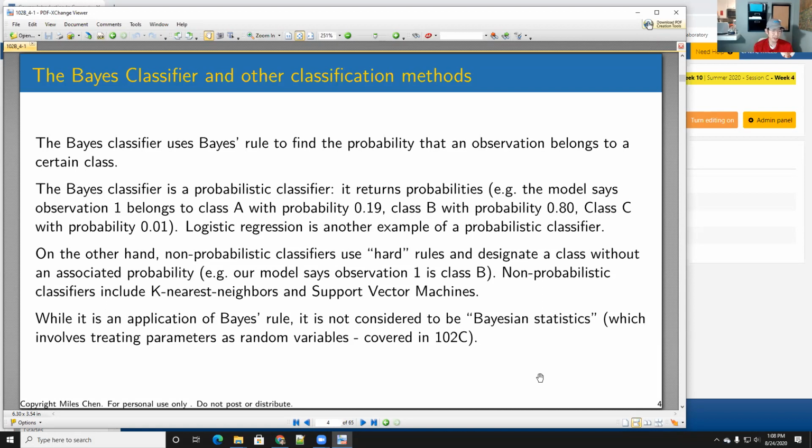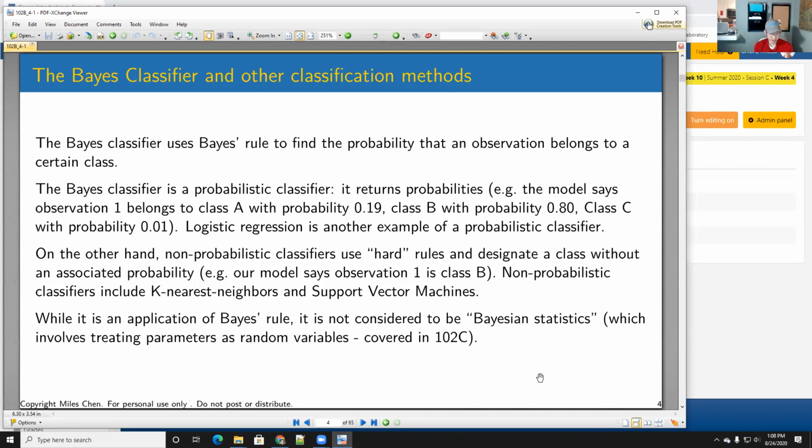Okay, there's other classifiers such as k nearest neighbors, and those use what we call hard classifier rules, and they designate a class without an associated probability. So it'll just say this belongs to this class or this belongs to that class. We'll take a look at k nearest neighbors and support vector machines on Wednesday.